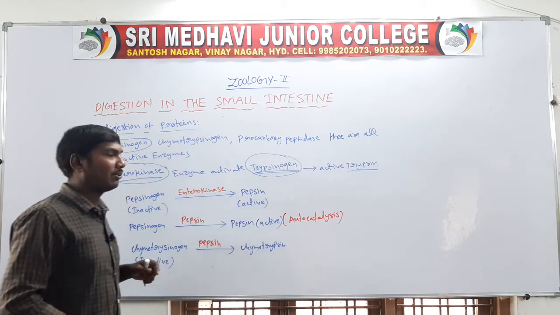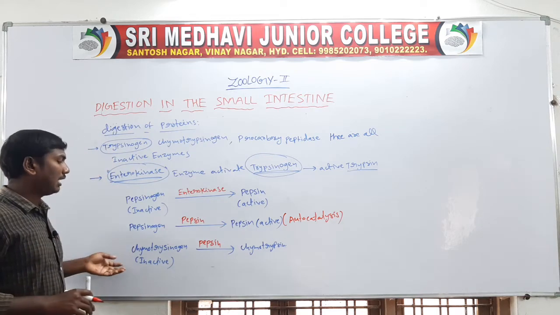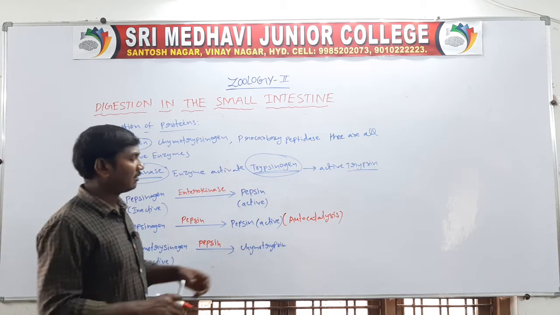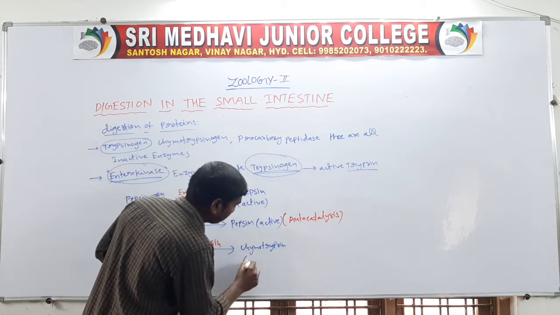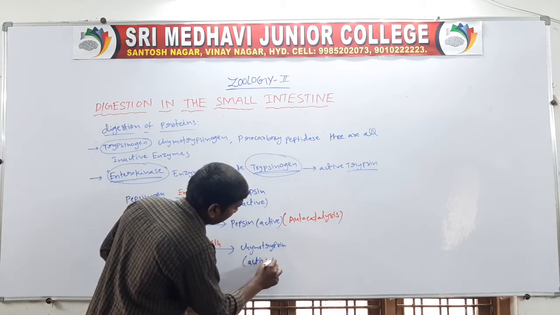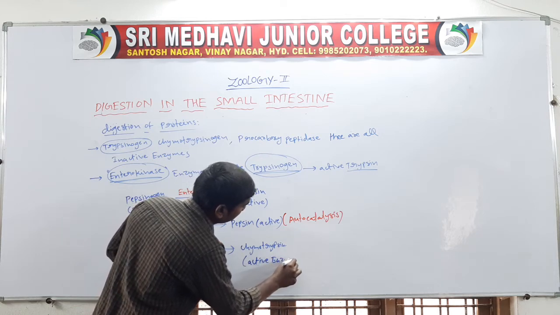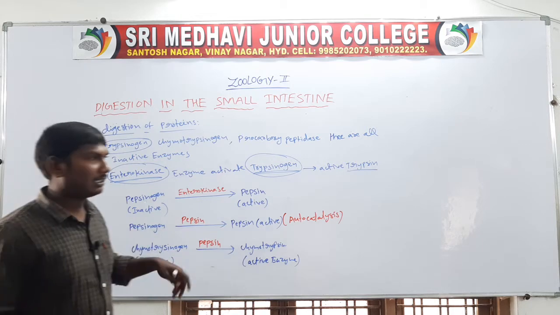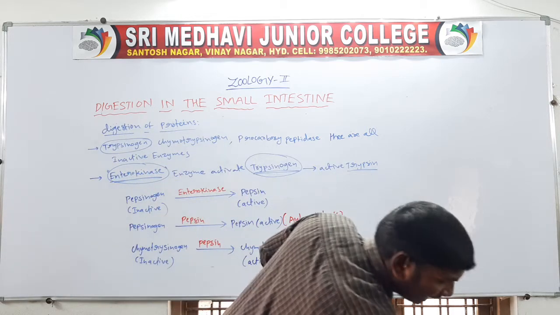They are the autocatalysis. Next one, the chymotrypsinogen. They are the inactive enzyme. The presence of the pepsin is converting it to chymotrypsin. These are the active enzymes. So these enzymes are inactive and convert to the active.